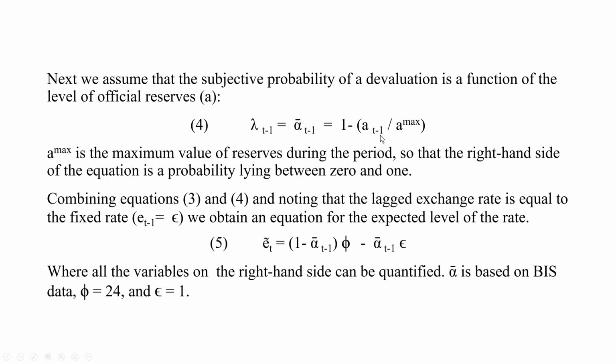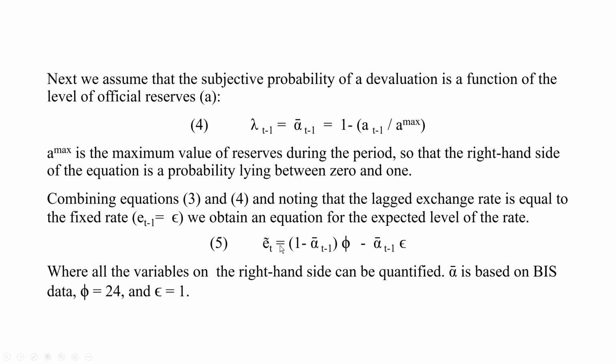Now, I combined the equations we have seen so far, and I get to equation 5, and in equation 5, the level of the expected exchange rate happens to be a weighted average of the expected level of the exchange rate post-devaluation and the existing exchange rate, and the weights are functions of the level of reserves, modified by equation 4.